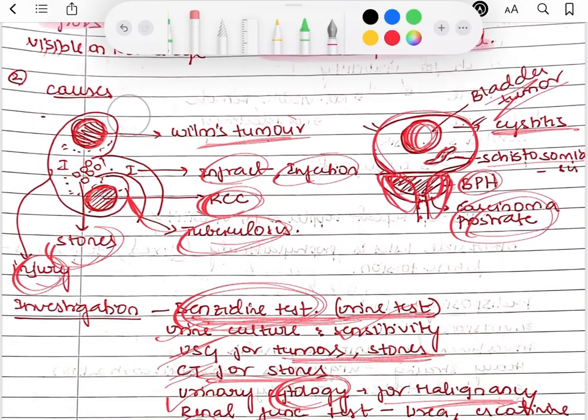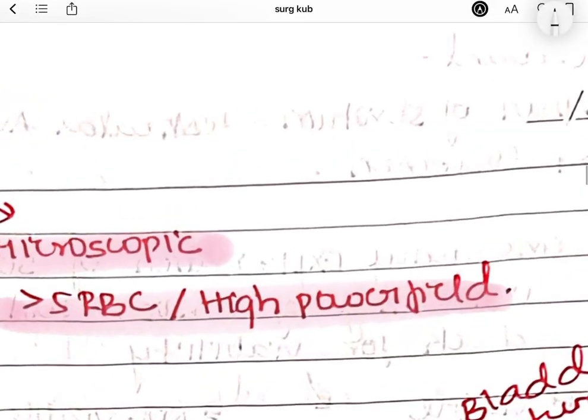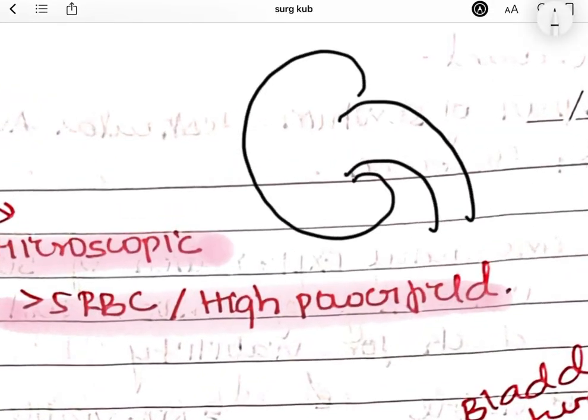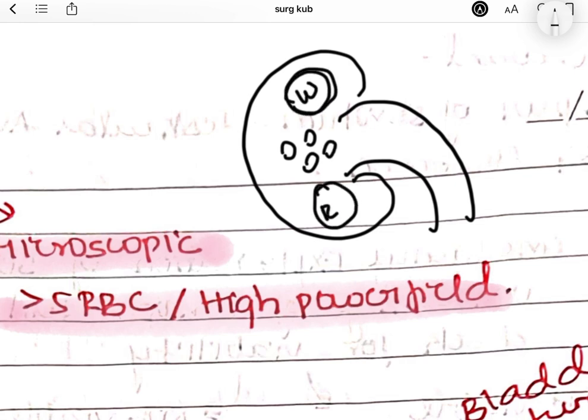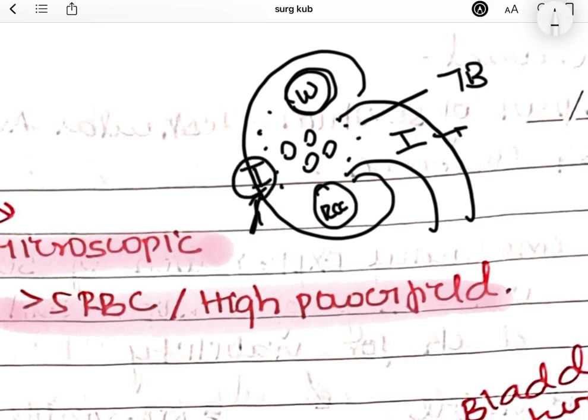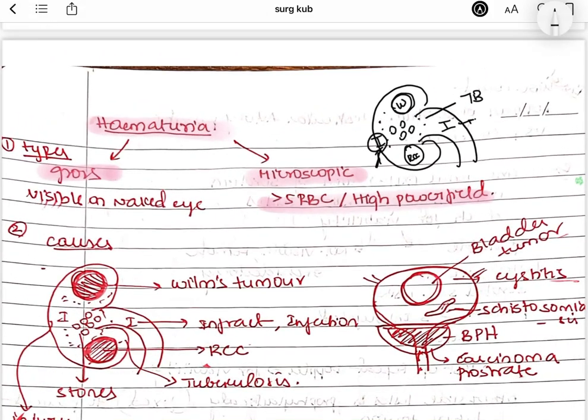The main important thing to remember here is the causes. So see, first draw a kidney, right? And then draw bubbles in between, which are renal stones. Draw a big bubble here, it is Wilms tumor, and draw a big bubble here, which is RCC, right? Keep small bubbles here and there, which is tuberculosis. And keep an I here, and here also an I. This I indicates injury, this I indicates infarction or infection, right? So this is about this diagram.